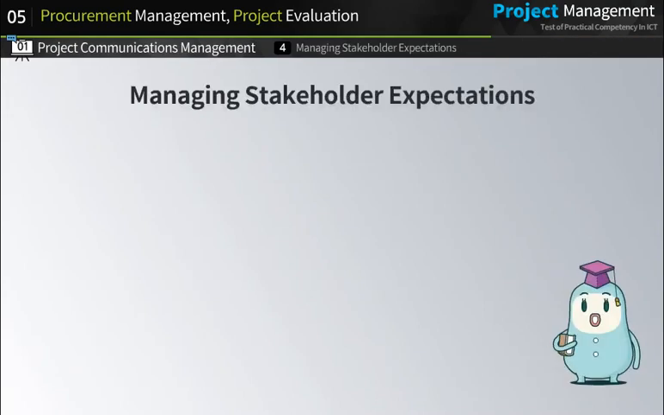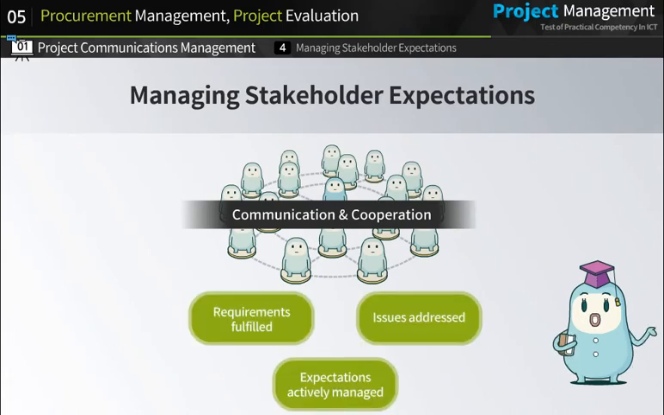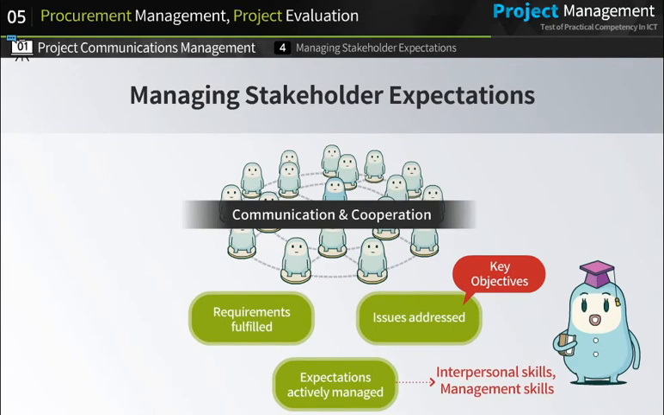Next is managing stakeholder expectations. A project manager communicates and cooperates with stakeholders by managing their expectations. By doing so, a project manager can fulfill the stakeholder requirements, address issues as they occur, and actively manage the stakeholder expectations. One of the key objectives of managing stakeholder expectations is to resolve issues. In addition, a project manager needs to possess interpersonal skills and management skills necessary to manage the stakeholder expectations.